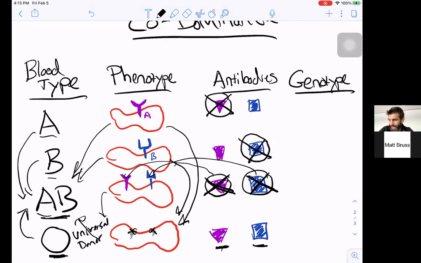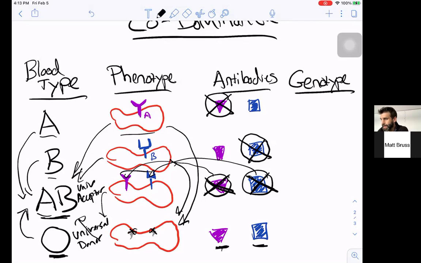AB, on the other hand, is the universal acceptor. You can get blood from anyone. Otherwise, you want to just get a transfusion from someone that has your blood type. And so how do we indicate this? How do we code for this? Because scientists aren't going to draw this every single time, and we're not going to put those into a Punnett square or a cross. So we have a little code for it.